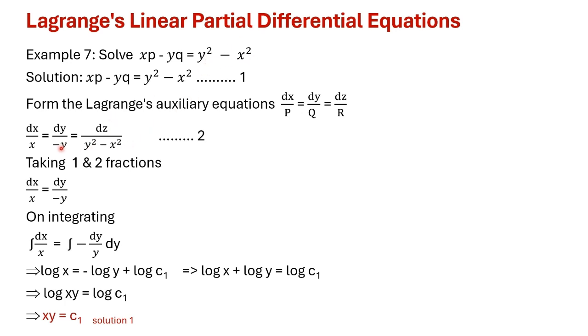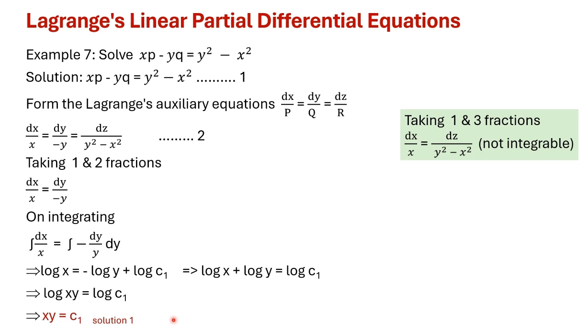Now taking fractions 1 and 2, we get this. On integrating, we get log x is equal to minus log y plus log c1, where c1 is the integration constant. Bringing this here, we get this. Now using the log property, we get this, and this log and this log get cancelled. We get this. This is solution 1.